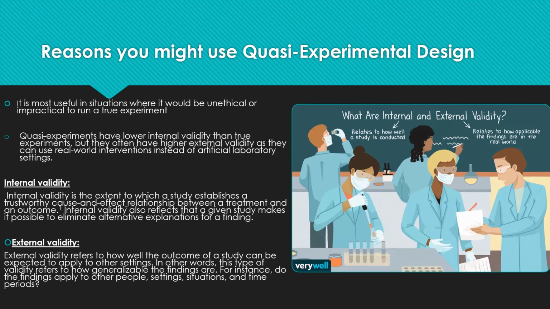External validity refers to how well the outcome of a study can be expected to apply to other settings. In other words, this type of validity refers to how generalizable the findings are. For instance, do the findings apply to other people, settings, situations, and time periods? Those are all questions we really do want to ask ourselves when it comes to external validity.